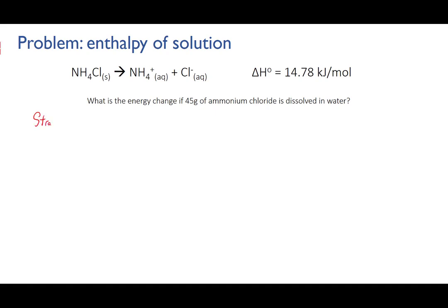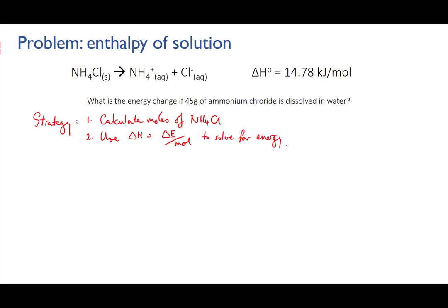The first thing we have to do, we have a mass of ammonium chloride and we have to convert that to moles. So we're going to calculate the moles of ammonium chloride that we have present. And the second thing is we will then use the relationship that enthalpy equals energy over moles to solve for energy, because we have an enthalpy value and we will have a moles value. So let's try that out.